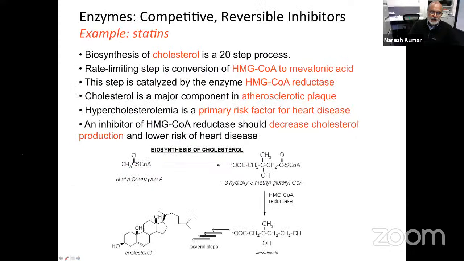Okay, let's look at a real example of a drug now. And the drug we are looking at in the case of a competitive reversible inhibition is called statins. I don't know if you have heard about this drug called statins. Statins are very commonly prescribed drugs. These drugs lower the cholesterol in the blood, lower the amount of cholesterol that is present in the blood.